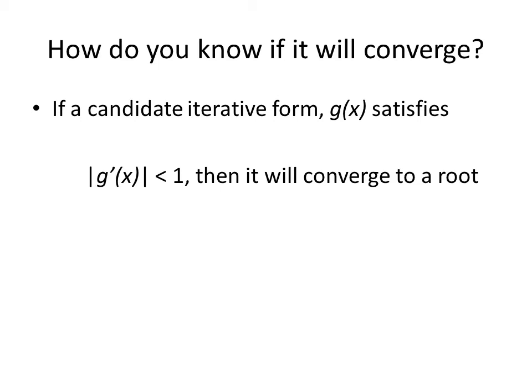It turns out that if you look at your g of x formulation, so you've just rearranged f of x equals 0 into some form of the type x equals some function g of x, and you take the first derivative of g, if the absolute value of that derivative is less than 1, then it will converge to a root. And not necessarily the root you were looking for, but it will converge to a root. So there's our convergence test. We just have to have a slope that's very small in our formulation for g.